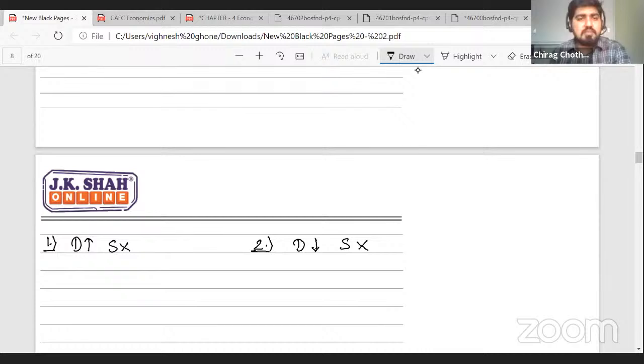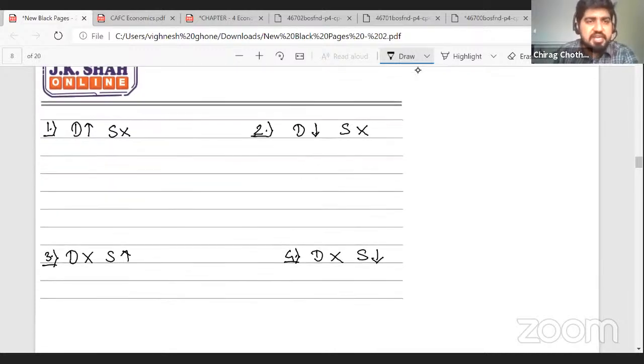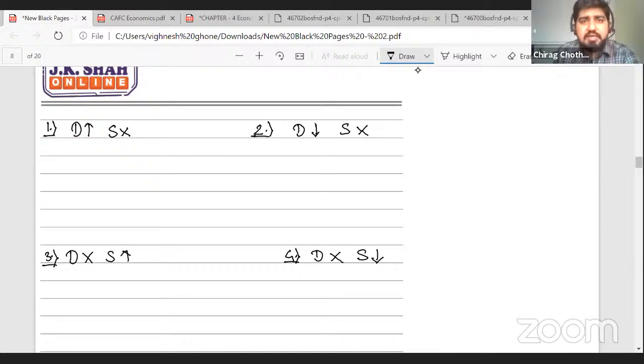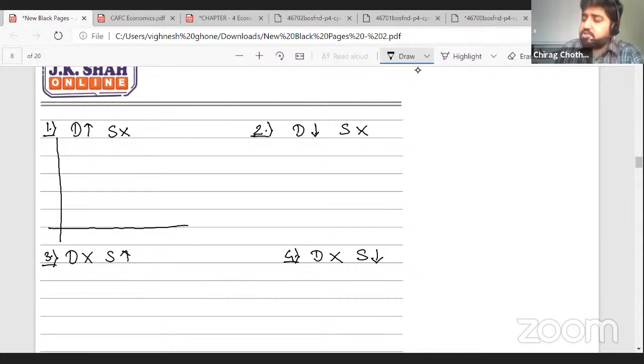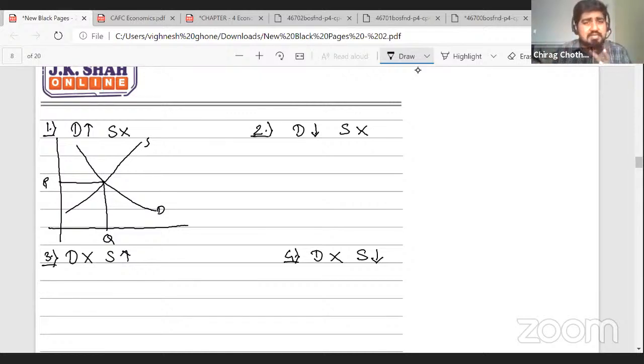Now, in these 16 cases, students, the first case in front of us is: demand increases, but supply doesn't change. Let us draw the basic diagram first. This is our equilibrium demand and this is our equilibrium supply. So this becomes our equilibrium quantity and this becomes our equilibrium price. I'm not writing the y-axis and x-axis to save time, but you know that. I'm very sure about it.